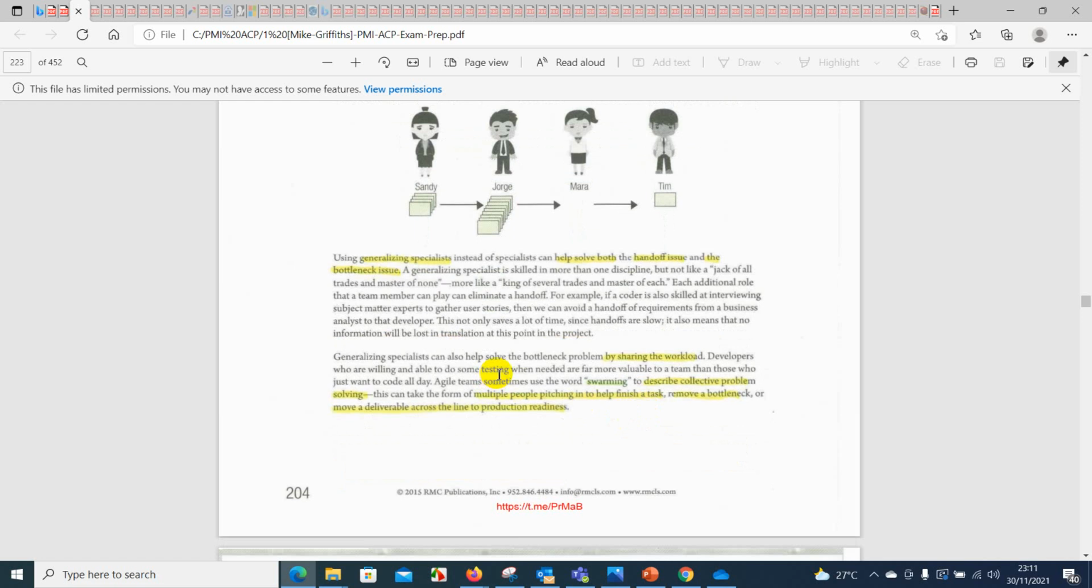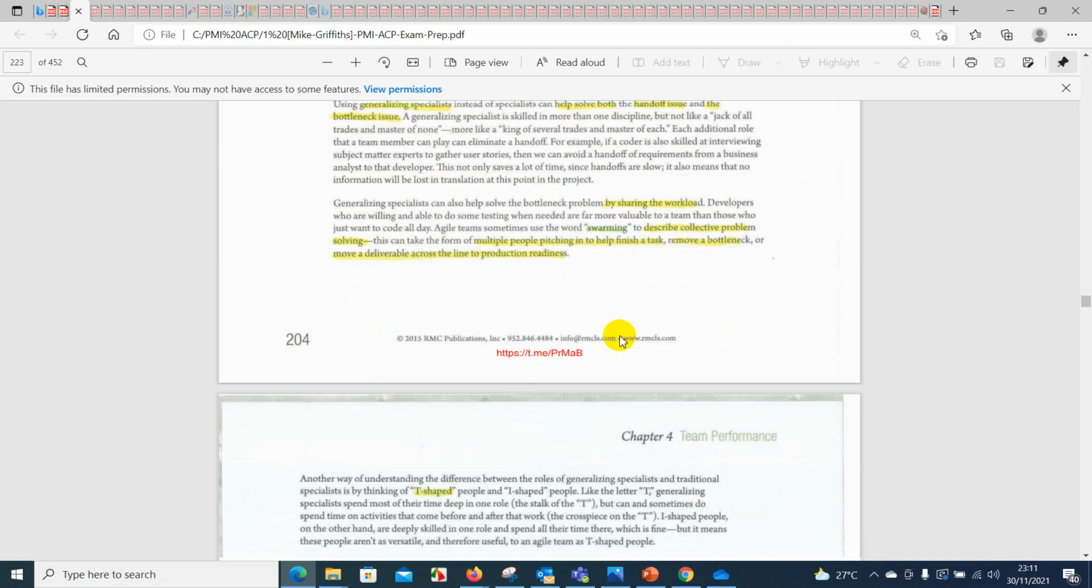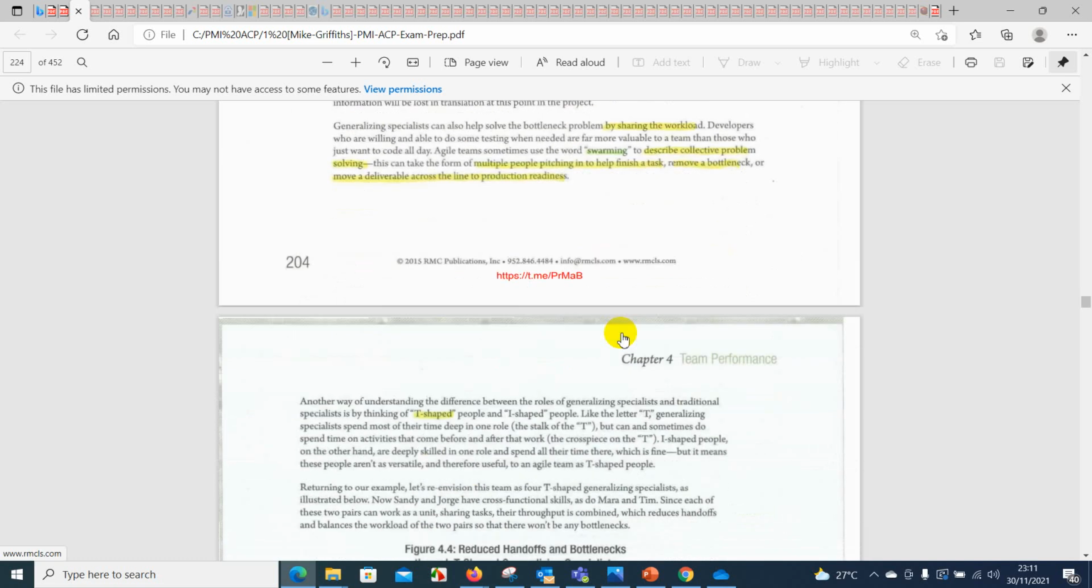Generalizing specialists can also help the bottleneck problem by sharing the workload. Developers who are able to help with testing within an agile team is sometimes referred to as swarming. It describes collective problem solving. This can take the form of multiple people pitching in to help finish tasks, remove a bottleneck, or move a deliverable across the line to project readiness.